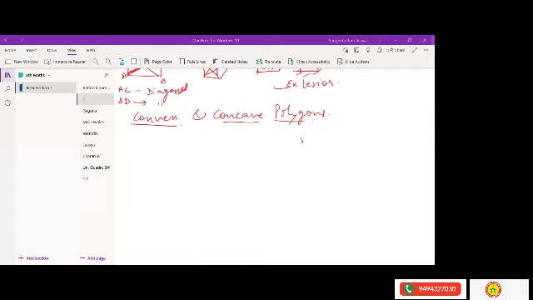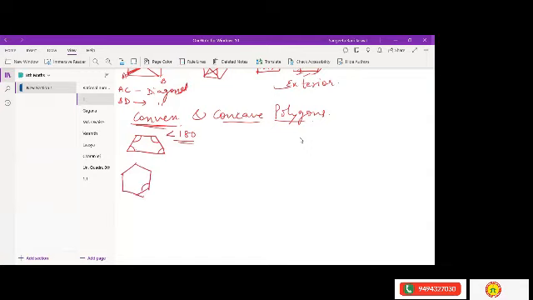Okay, now coming to convex and concave polygons. Let's talk about convex polygons first. What are convex polygons? Suppose I draw a shape, say I have made this figure like a trapezium. A convex polygon is when all the inside angles of a polygon are less than 180 degrees. When the inside angles of a polygon are all less than 180 degrees, we call it a convex polygon.